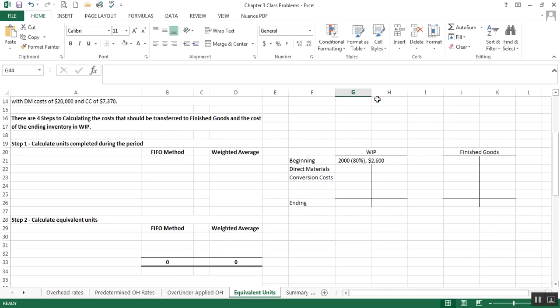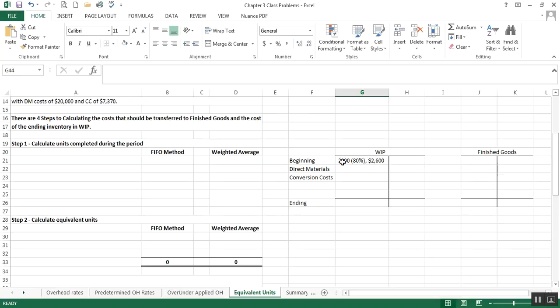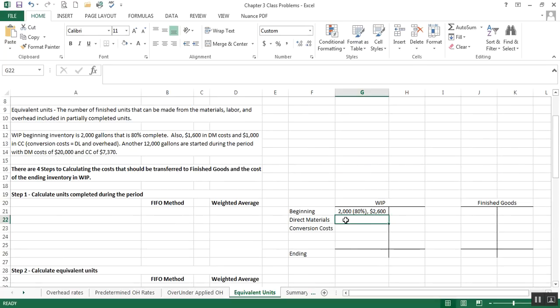Okay, so here's the first thing that you need to understand. We're looking at units as well as costs. So first we need to calculate the units and then use the cost information to calculate the total cost for the units that should be transferred over to finished goods. Okay, so we have costs of direct materials. I'm sorry, let me do this. So this was started during the period.